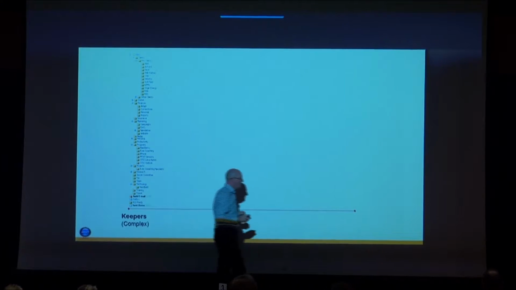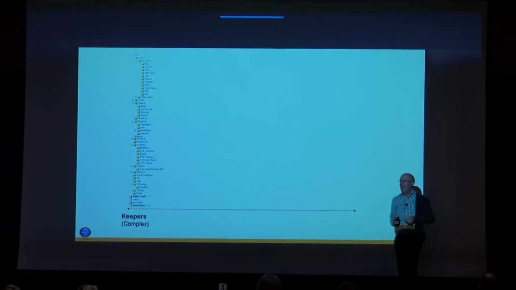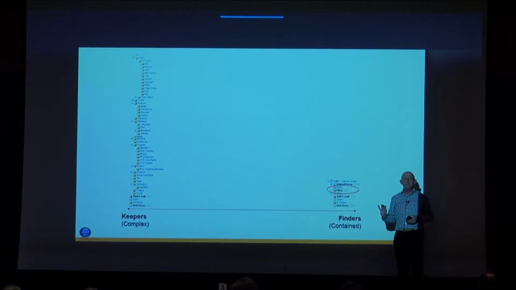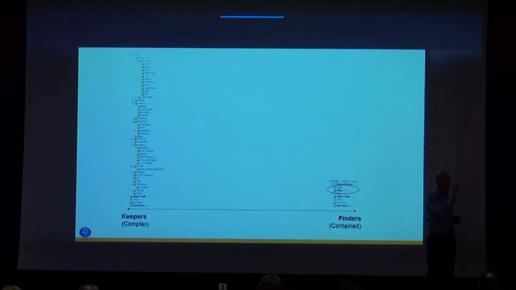IBM, the computer company, did some research on this a few years ago. What they found was there's basically two types of filing system in most organizations. There was one group of people that they called the keepers who had complex filing systems that looked like this. Lots of keepers out here, I bet you. At the other end of the spectrum were what they called the finders. And the finders tended to just have one filing folder.